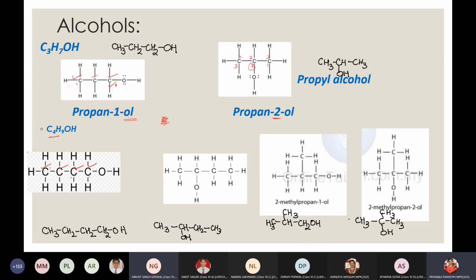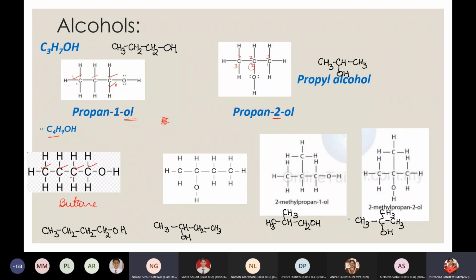Is there anyone who can help me out? I'm here to help you. Yes, Naman, what name am I going to give? There are 4 carbon atoms. But. What is the spelling? But. B-U-T. Okay. Now, as it has 4 carbon atoms and single bonds, so, n.